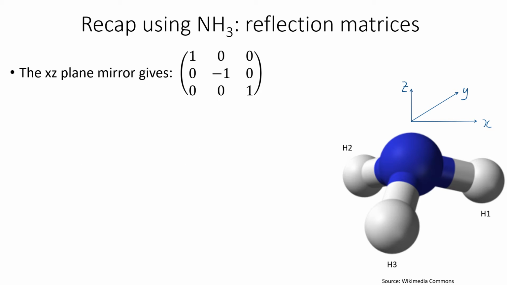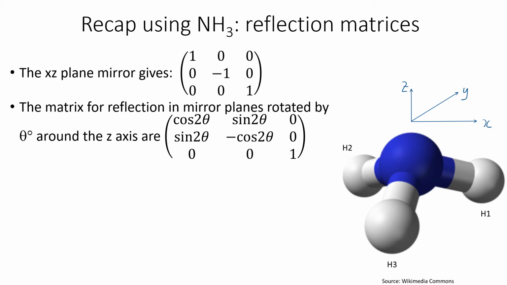Now we'll have a little bit of revision of reflection matrices. We looked at the XZ mirror plane before, and if we consider the XZ mirror plane acting on the X, Y and Z coordinates, you can see here that the X coordinate and the Z coordinate are going to be unaffected by the XZ plane, but the Y will just be reflected across to give minus Y. That's what we have represented in the matrix at the top there.